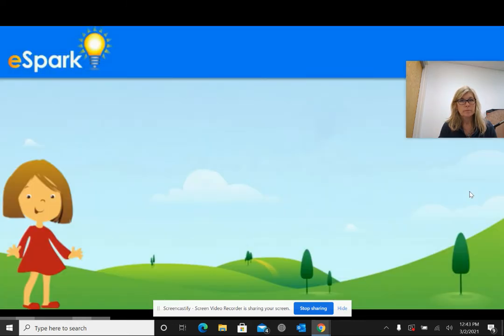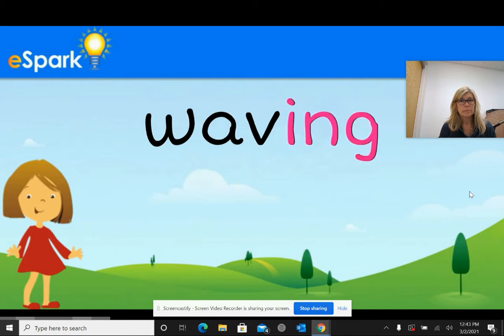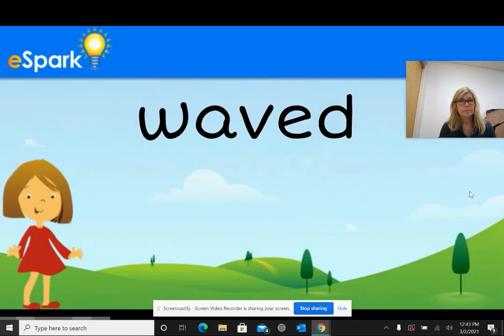Let's try adding these same endings to another word. This word is wave. When I add ing to the end of wave, the word becomes waving. Remember, the ing ending means that something is happening right now. Here is a sentence. The boy is waving at his mom. That means he is waving right now.